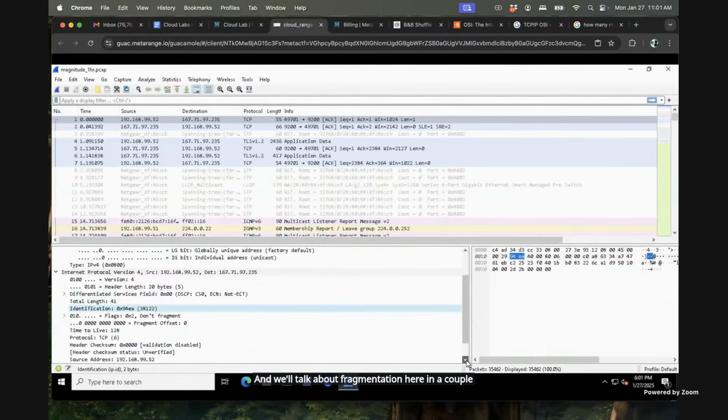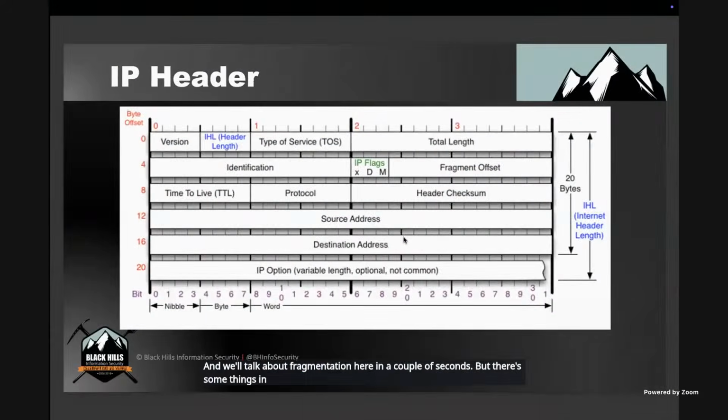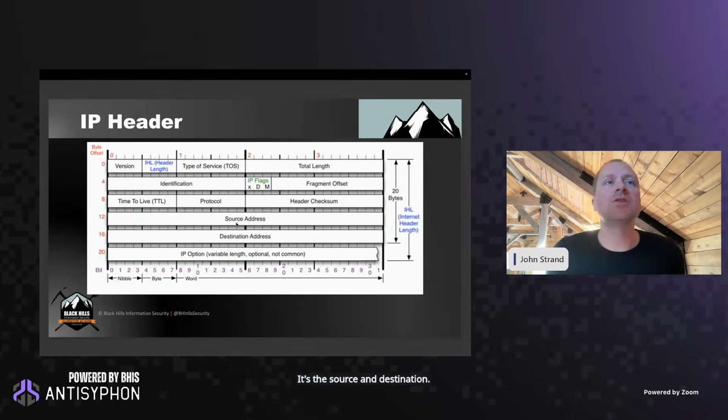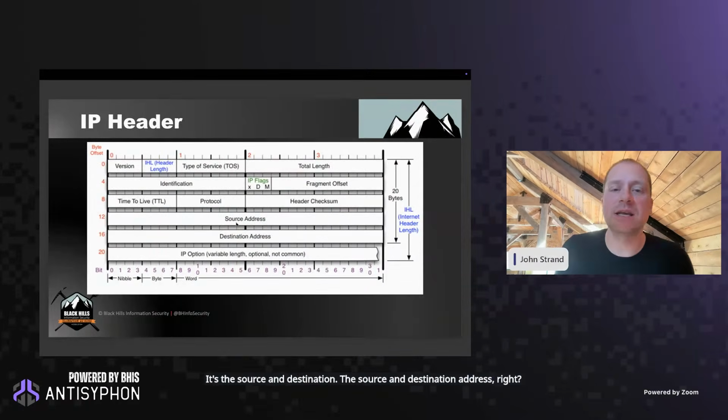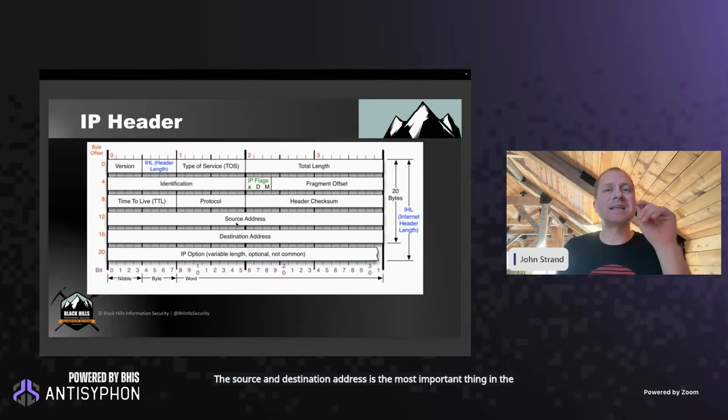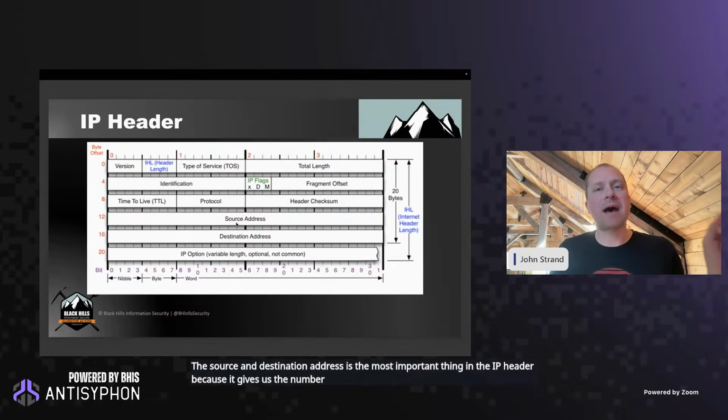But there are some things in here that are really, really critical. If you're looking at what is the most important thing, it's the source and destination address, right? The source and destination address is the most important thing in the IP header because it gives us the number where the packets are coming from and where they're going to.